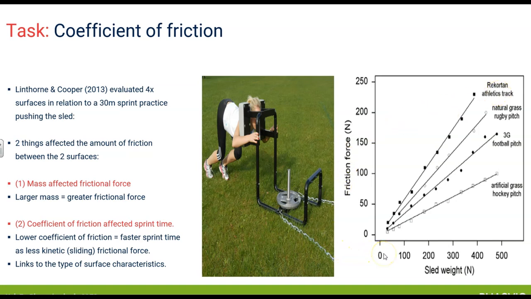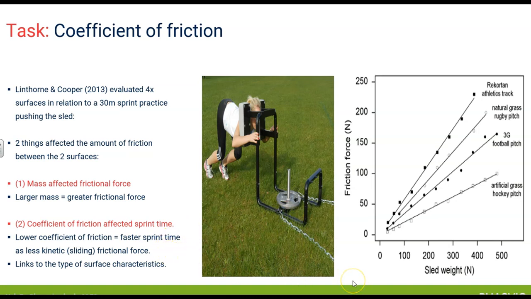And hopefully you can interpret the graph and notice that in all cases, when there was less weight on the sled, there was less friction force between the two surfaces. Where there was most weight, there were the highest values for each of those 4 different surfaces. So the first point to recognise is that the larger the mass of an object, the greater frictional force there's going to be between it and the other surface.